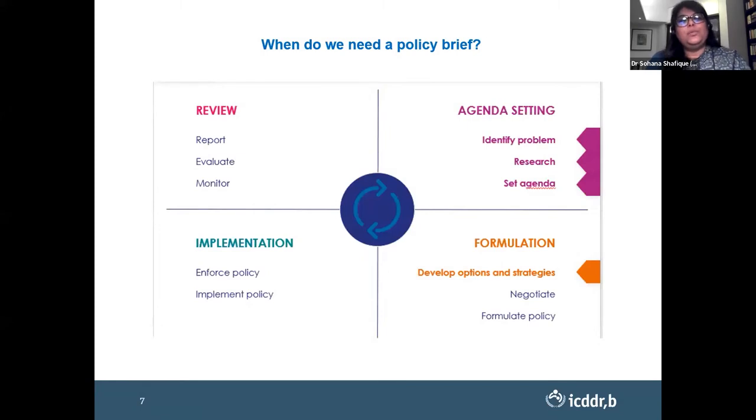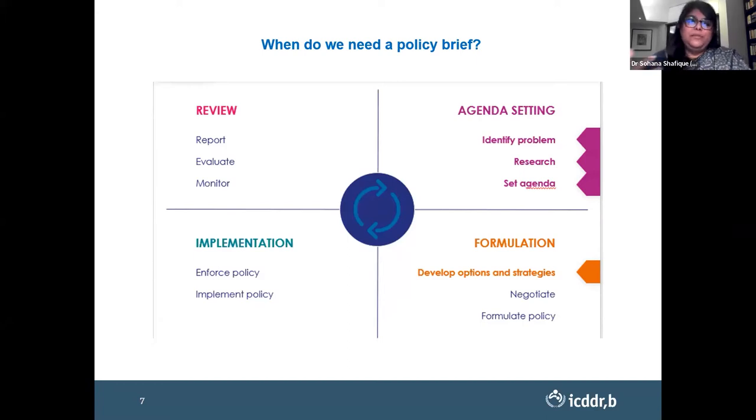So when do we need a policy brief? In the policymaking cycle, there are several steps. For example, the first step is to review the situation. Through different reports, evaluation and monitoring reports and situation analysis, we can understand what the current scenario is and what the gap in policy and services is. And accordingly, we should take the agenda.